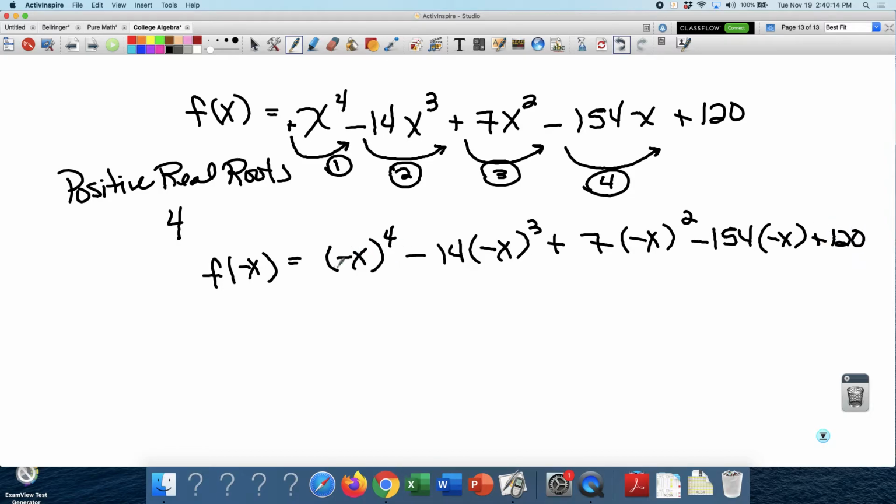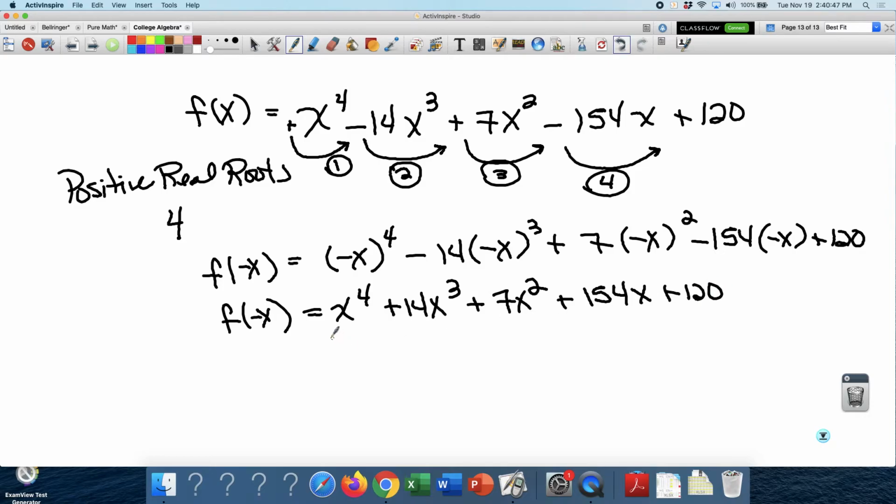Okay, a negative to an even power becomes positive. A negative to an odd power stays negative, but negative times negative is positive. Watch me do that again. A negative to an odd power stays negative. Negative times negative is positive. A negative to an even power goes positive. Negative times negative is positive.